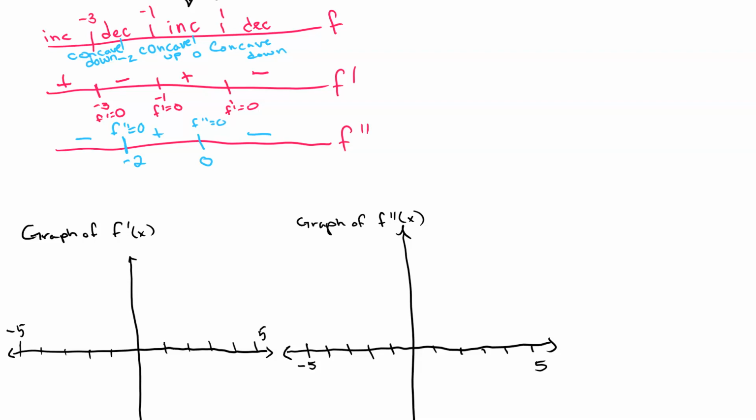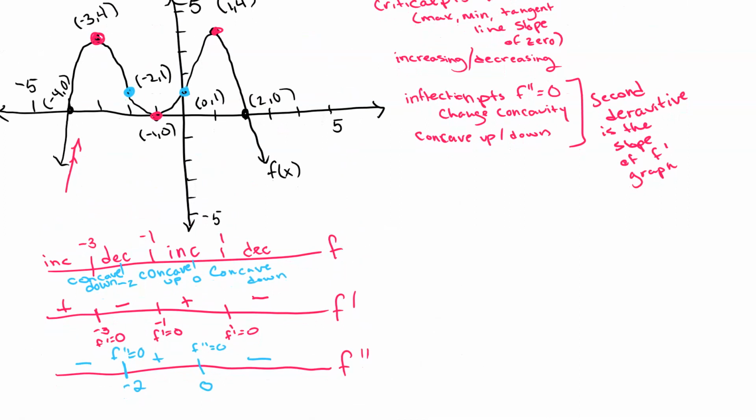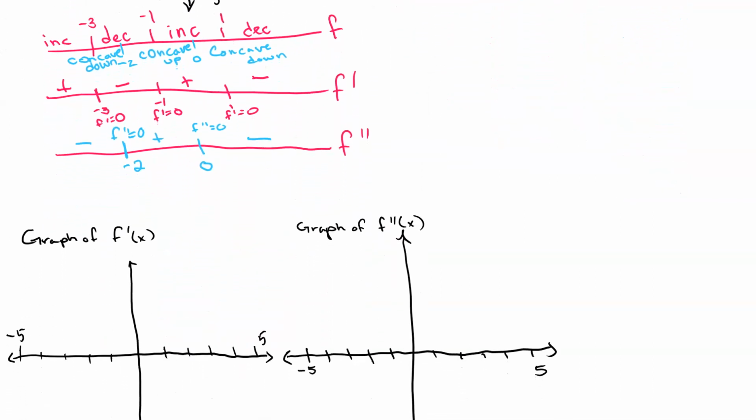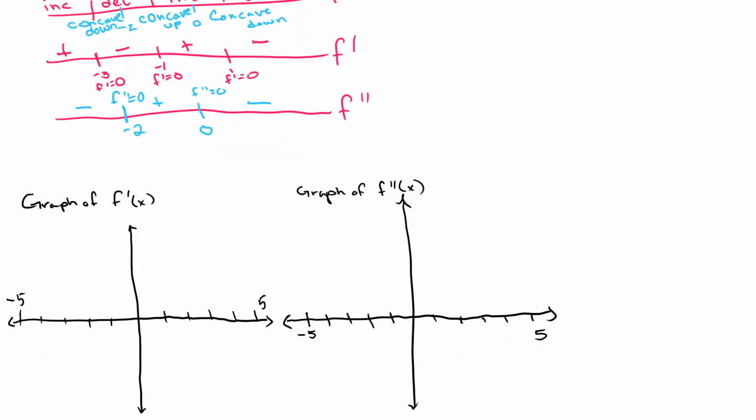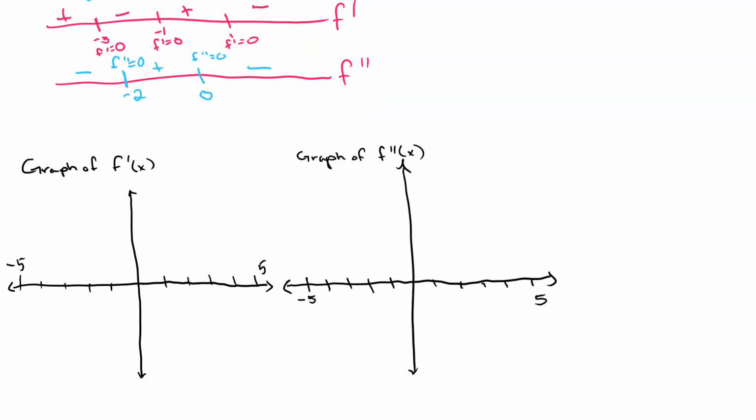And then if we're looking at our concave up and concave down, the second derivative, remember that tells us the slope of the first derivative graph. So I've got -2 here, which means my first derivative graph is going to be decreasing until -2. And it's going to be positive and then negative with my derivative equal to 0 at -3. So let's make some notes.